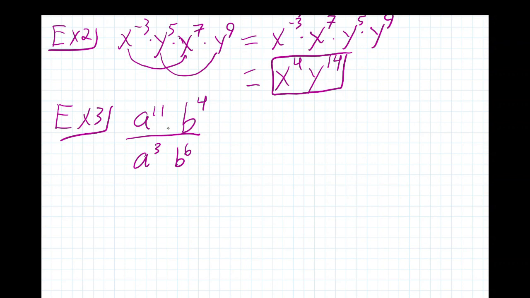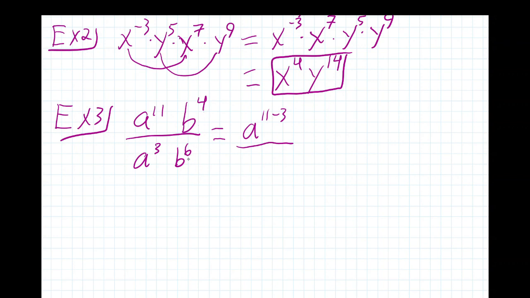So here we have a to the 11th times b to the 4th all over a to the 3rd, b to the 6th. Now with quotient of a power, multiplication is to adding exponents as dividing is to subtracting exponents. So here we are subtracting 11 minus 3. So this becomes a to the 11 minus 3 power. And then here you have 4 minus 6.